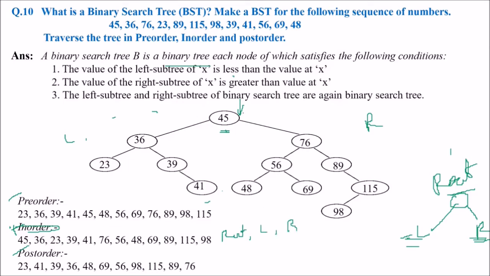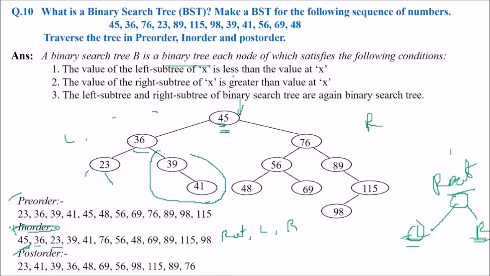Here we have come and this is the root. It has a left subchild and a right subchild. So first we will take the root, 45. Then we come to the left subchild. In this we have a root, a left subchild, and a right subtree. So we'll take 36. Then we take the left, 23. It has no null node, so we'll take 23. Then we go to the right.